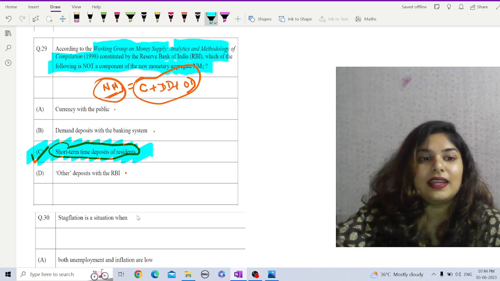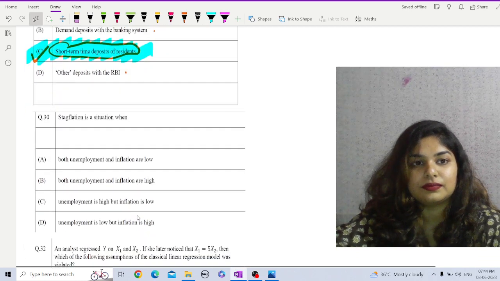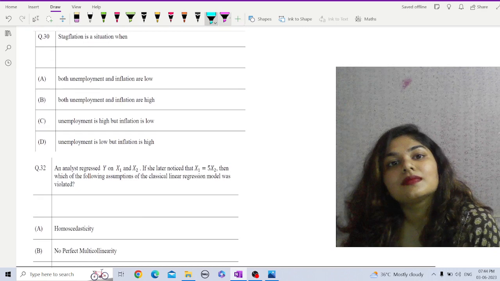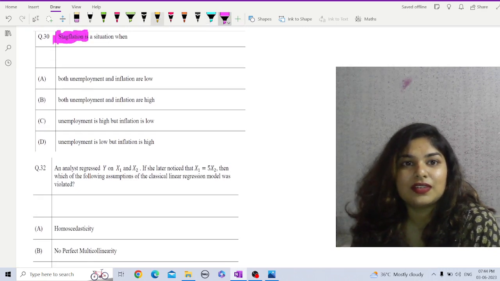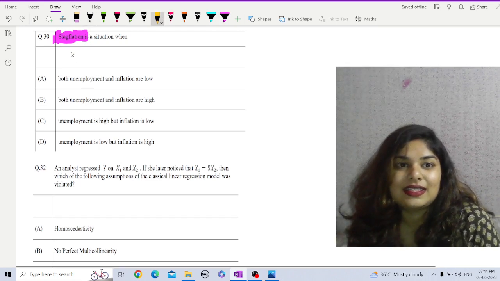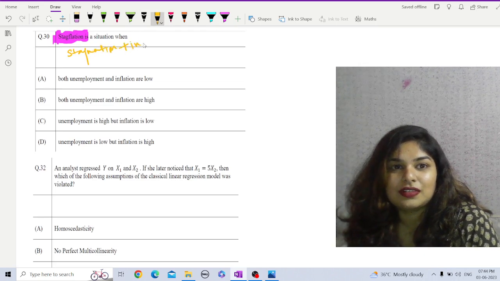Okay. Next, question number 30 is about stagflation. So what is stagflation? What is the way to remember stagflation? Stagflation is basically an amalgamation of two words, that is stagnation plus inflation. So that is stagflation.